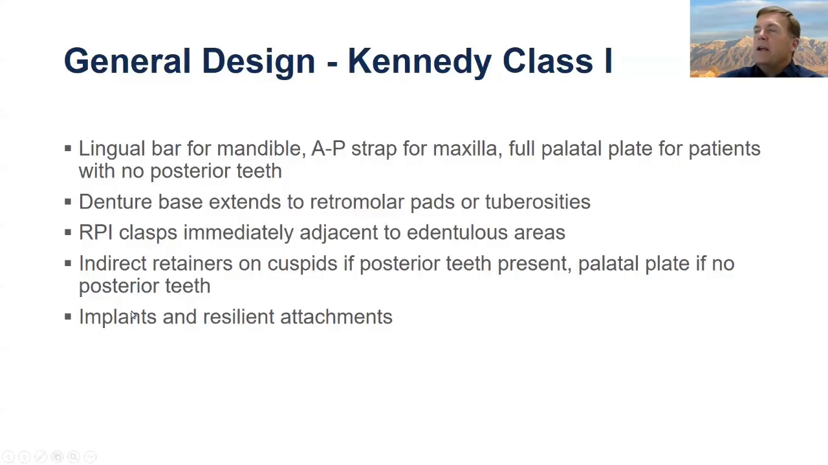We want to make sure that the denture bases on these are large, because again, most of the stability as the patient bites on the case is going to be from the fit of the saddles. Use our RPI clasp again with our mesial rests to allow that movement without torquing the teeth. Indirect retainers to prevent flipping.